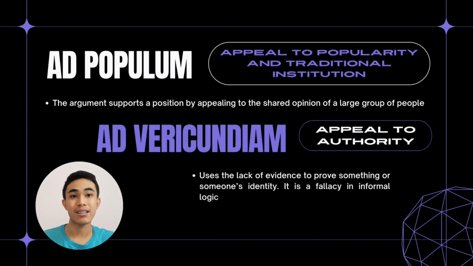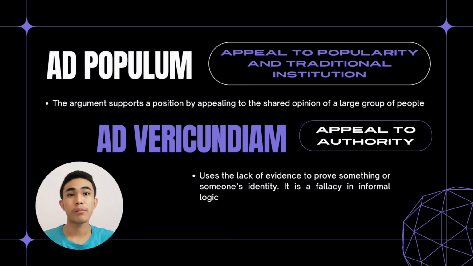Next is ad populum or appeal to popularity and traditional institution. The argument supports a position by appealing to the shared opinion of a large group of people. Example, kinokondena ng Bible ang mga homosexual. Lahat ng tao tingin sa bakla ay salot sa lipunan. Kaya bakit ayaw mong baguhin yung sarili mo? Magpakalalaki ka naman.